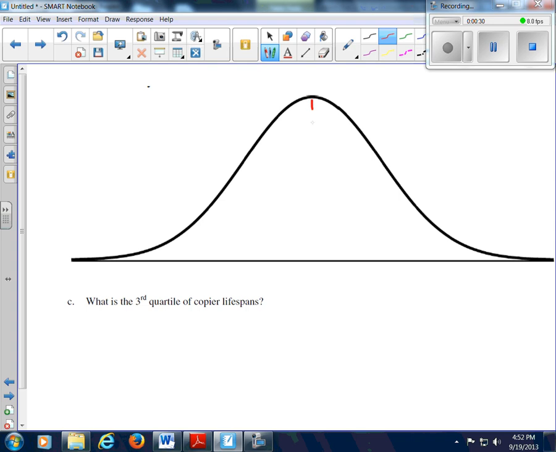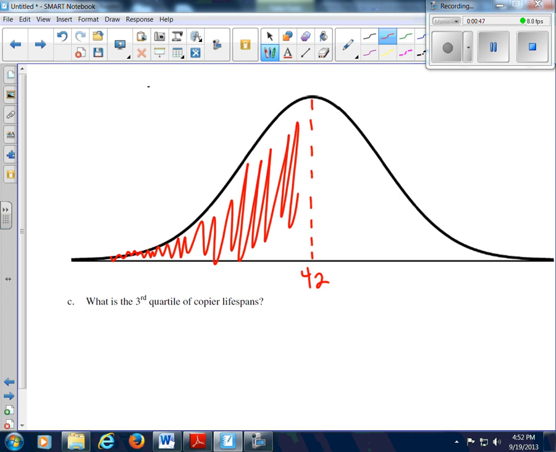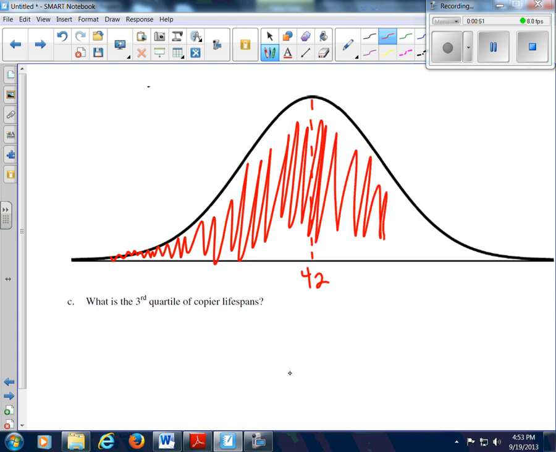And from our normal distribution that we did for 14A, I know that my mean is going to be 42 months. Okay? So I've got to figure out what is a z-score? Where am I at on this thing? If 75% of the copiers that come before it are in here, so I'm going to mark that at 75%.